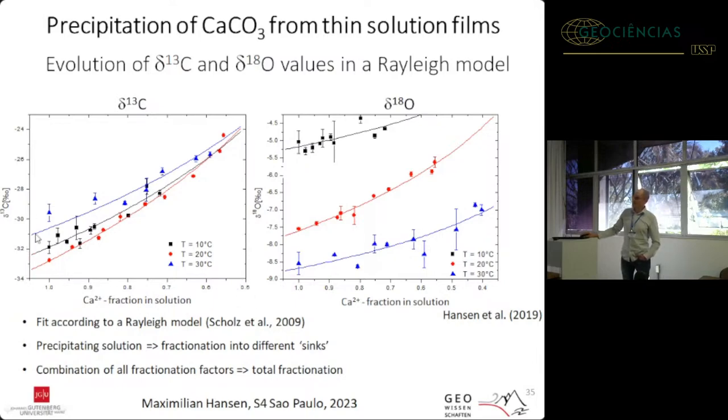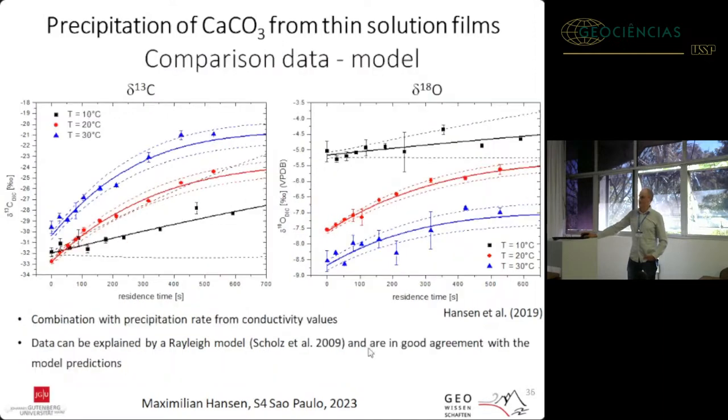And alongside you have the isotope fractionation for both isotope systems, and then you can perform a fit to a Rayleigh model, which was published by Dennis Scholz. This fit would give you the total fractionation, the combination of the equation I showed you before, so the DIC is fractionated into the calcium carbonate and into the CO2. Then you can take this total fractionation factor to test if the Rayleigh model is suitable to describe what we observed in the experiments. And this is what we did over here.